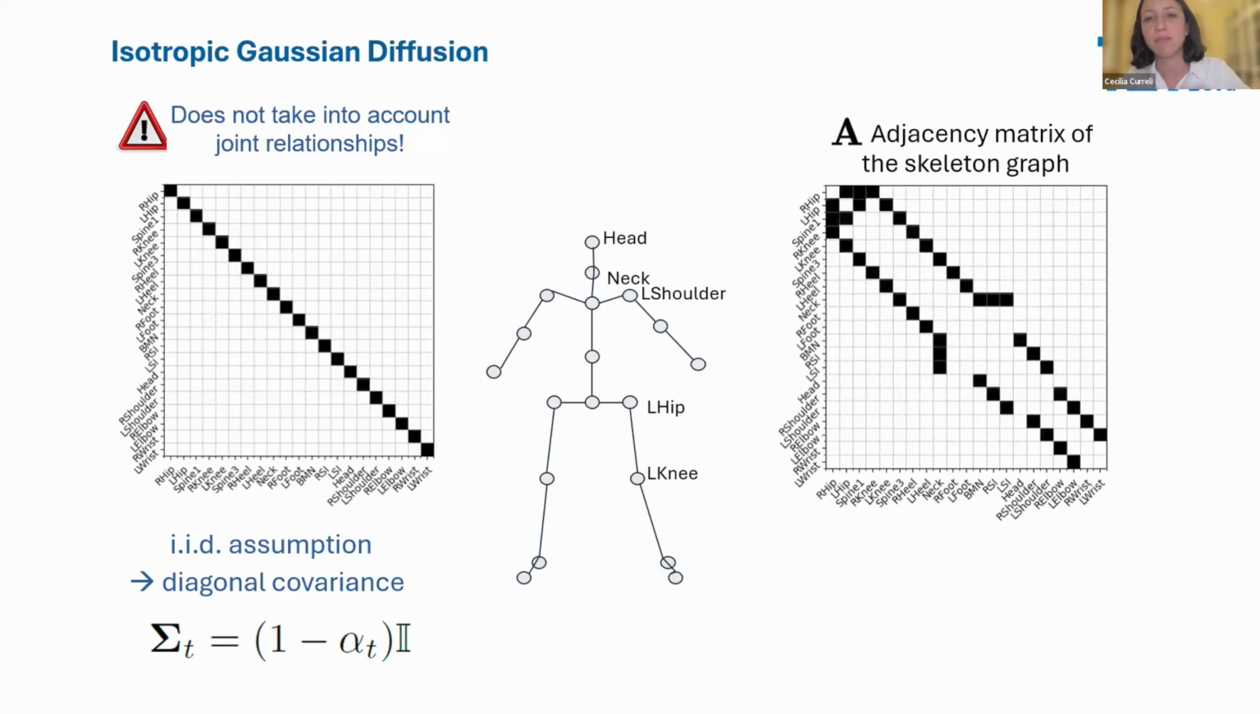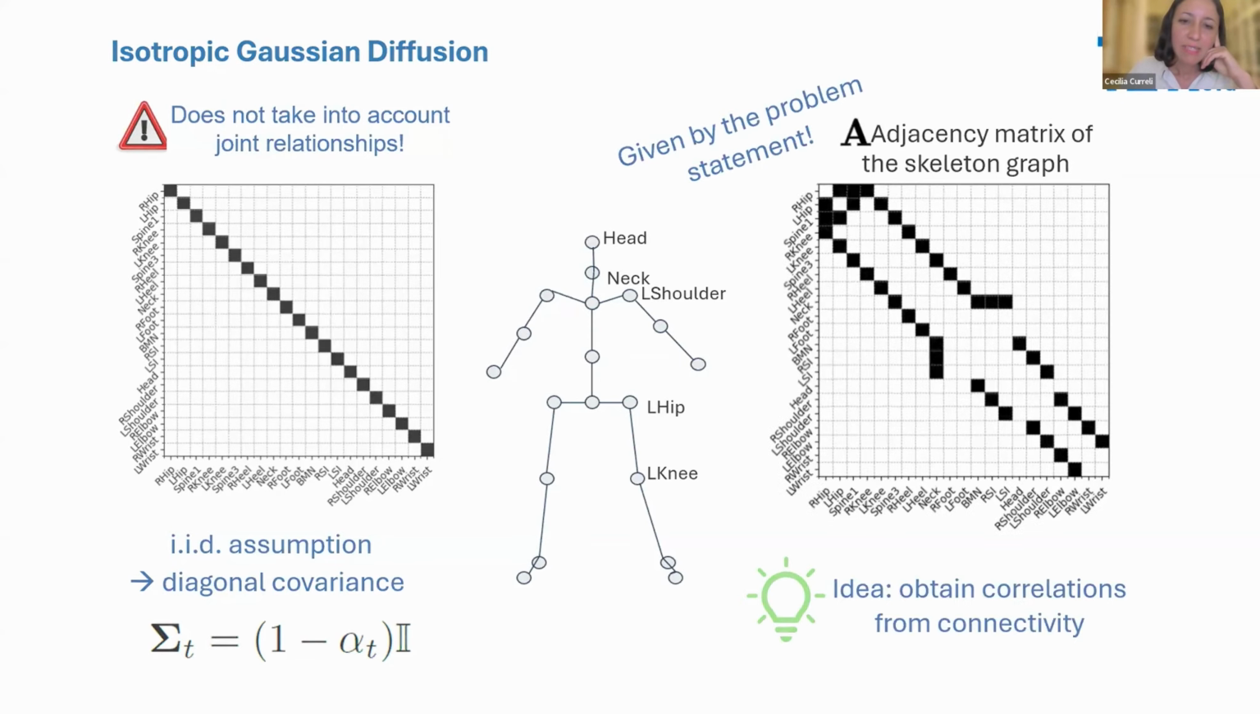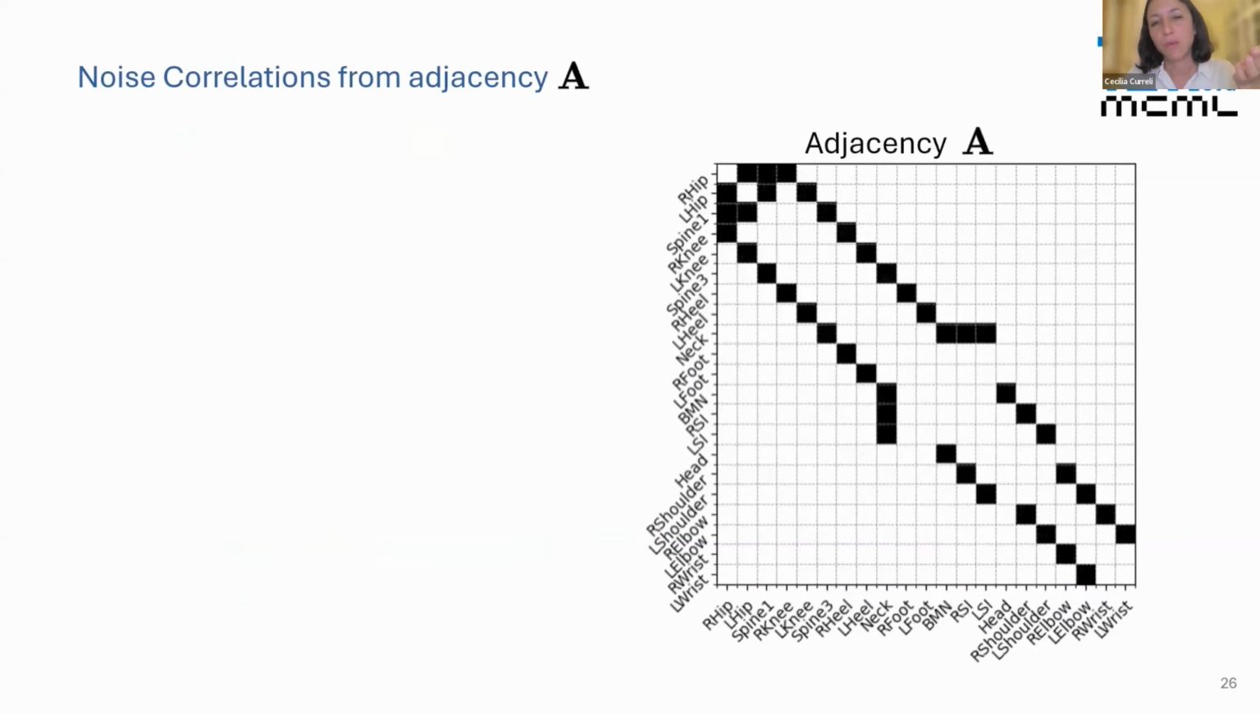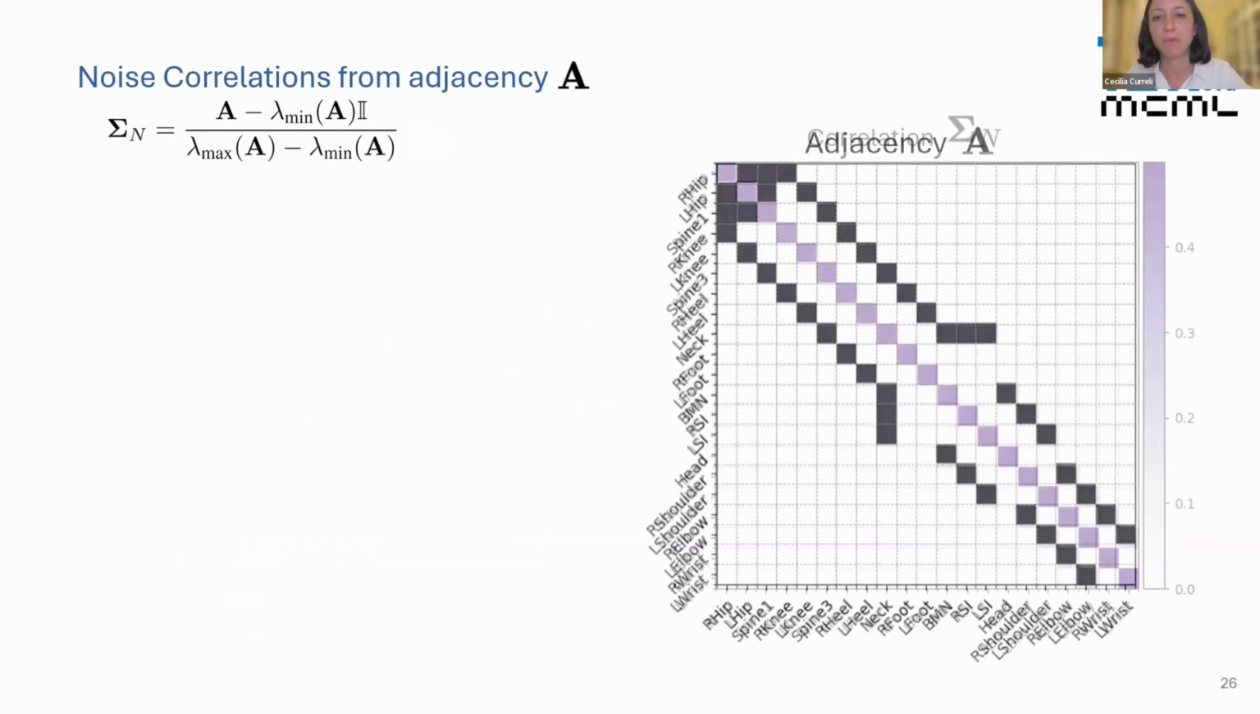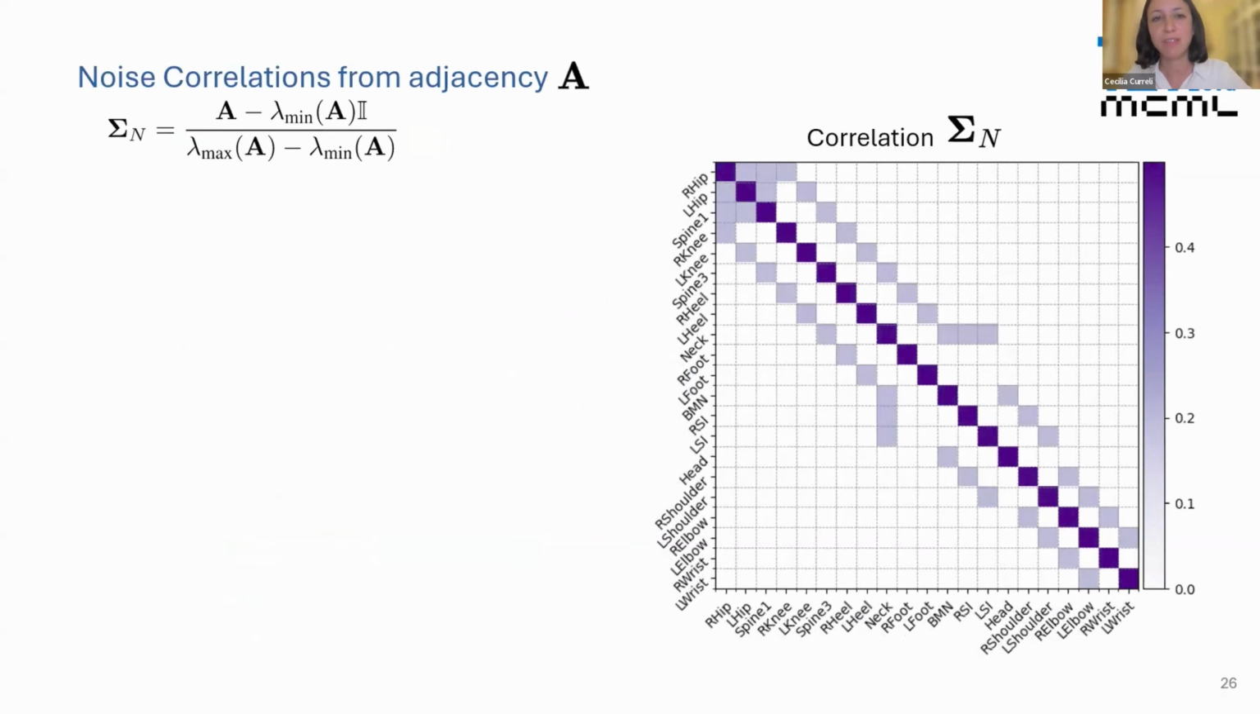and that these connections are given by the adjacency matrix describing the skeleton graph. So this is actually given by the problem statement. As you can tell, it's not diagonal. And we believe that from the connectivity, we can obtain correlations. So let's quickly go through the math. We take this adjacency matrix given by the problem statement. We embed it into another positive definite matrix that can be substituted into the diffusion noising procedure, like here.